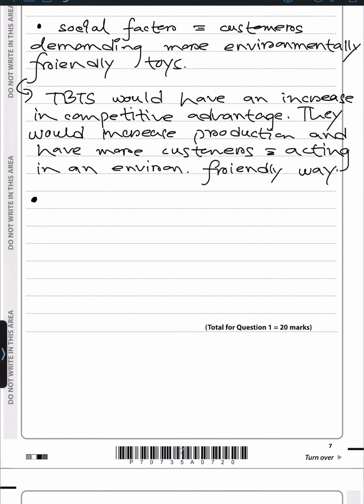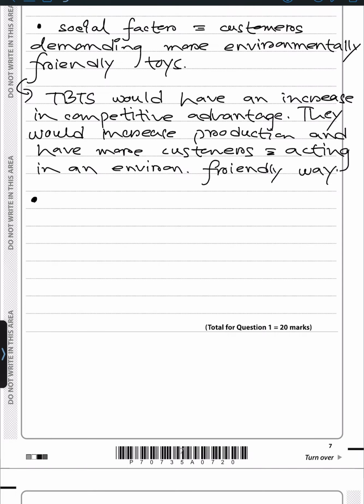Now for the other 3 marks, we can think about another point. So it could be that technological advances could increase the cost of buying or the price of a range of toys, and that could mean that if the technology in toys is increasing rapidly, if the technology being used in the environmentally friendly toys are being rapidly increasing, then TBTS could be left with unwanted stock, and then customers would buy newer toys, and that would be a harmful effect for TBTS.